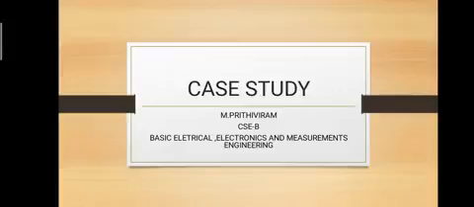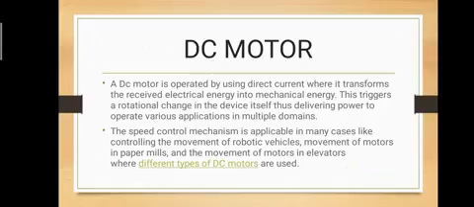In this video we are going to see methods to control the speed of a DC motor. First we can see what a DC motor is. A DC motor is operated by using direct current when it transforms the received electrical energy into mechanical energy. This triggers a rotational change in the device itself, thus delivering power to operate various applications in multiple domains.